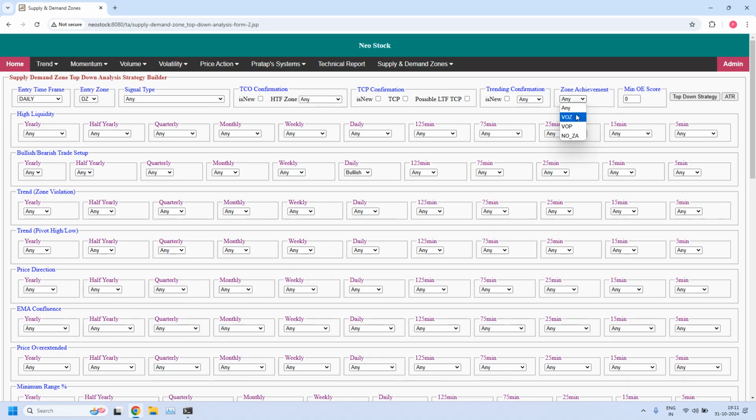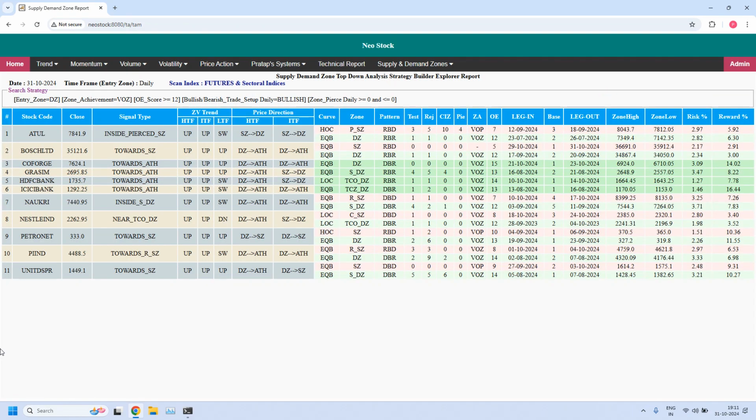And the zone achievement should always be violated opposing zone. The minimum odd enhancer score should always be 12 for a bullish or bearish trade setup. So all three filters are applied to the daily demand zone. Let's verify. We got 11 stocks. Currently, these 11 stocks are supporting a bullish trade setup for monthly income trade. That is, entry time frame is daily.